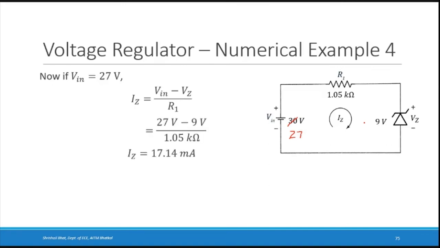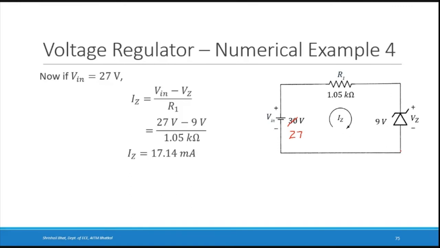So, yeah, it will become 17.14 milliamps. See, current drops. It was 20 milliamps. It has dropped to 17.14 milliamps so that the output will remain constant, right? In a DC voltage source, the output of a regulator has to be constant so that it can be used as a voltage source, right?